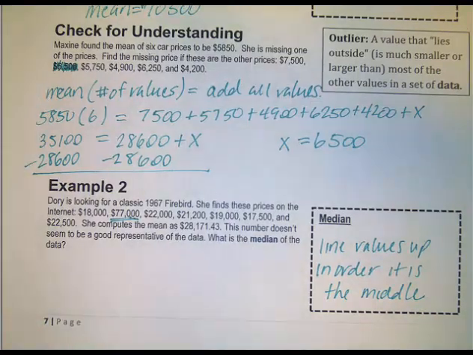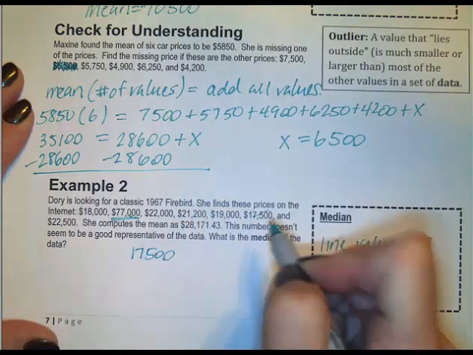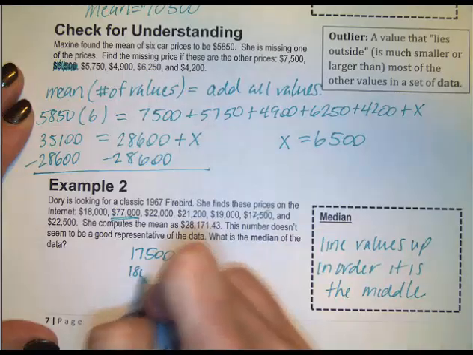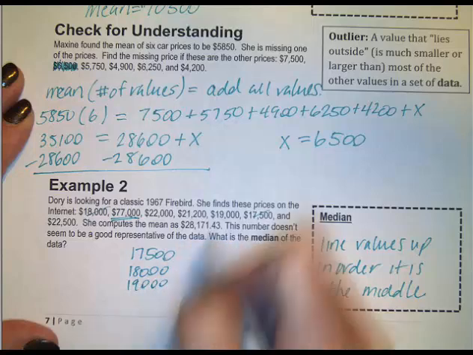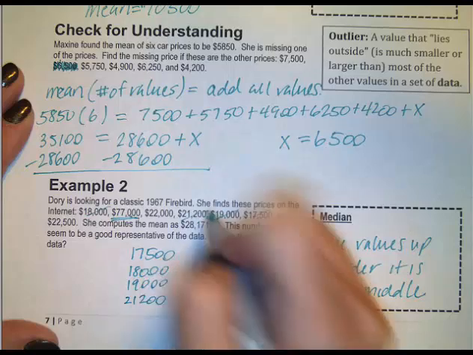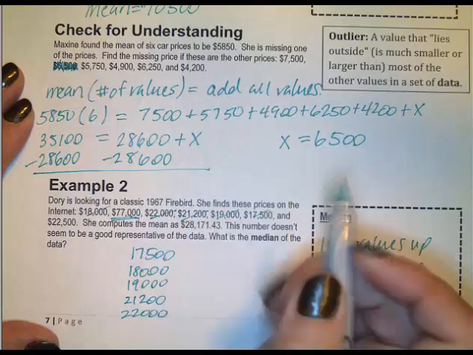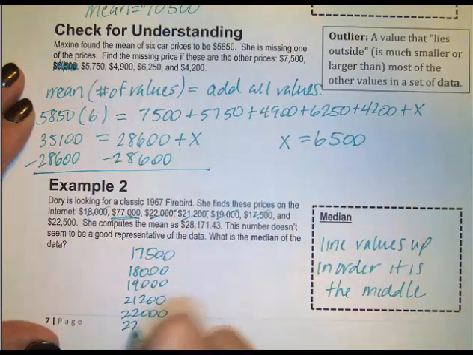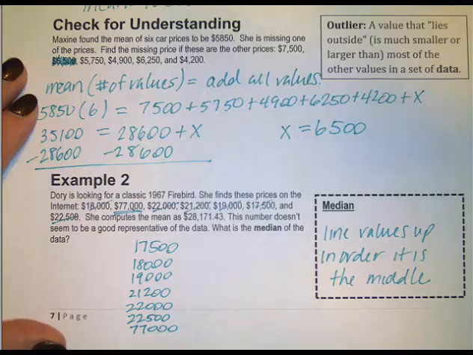we have 17,500. We have 18,000. We have 19,000. We have 21,200. We have 22,000. We have 22,500. And we have 77,000. And remember, 77,000, that's the outlier. So that's what's pulling the average or the mean up.